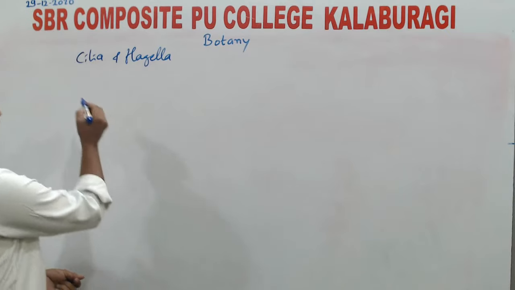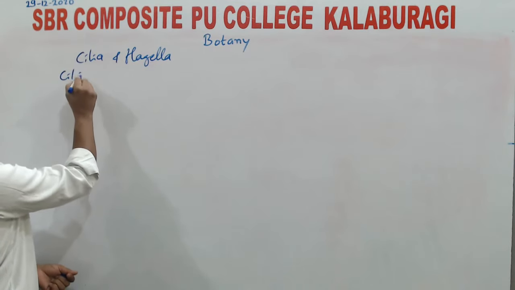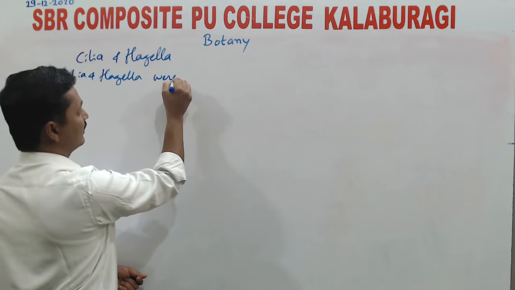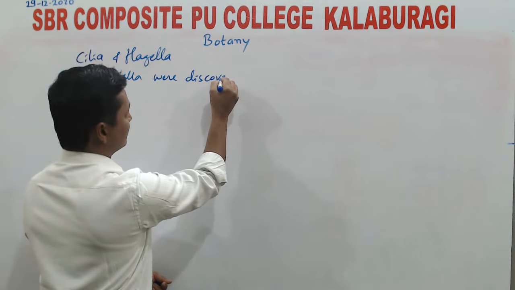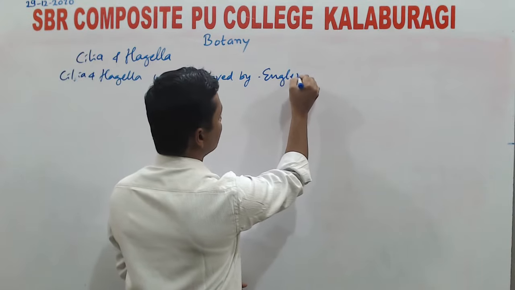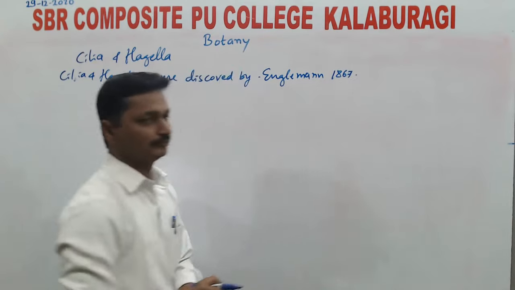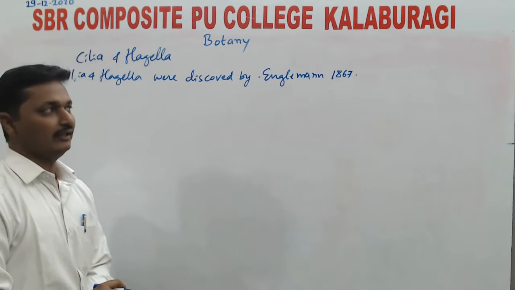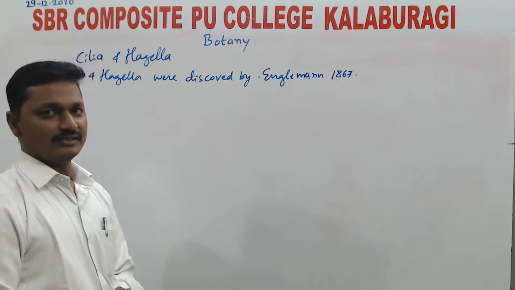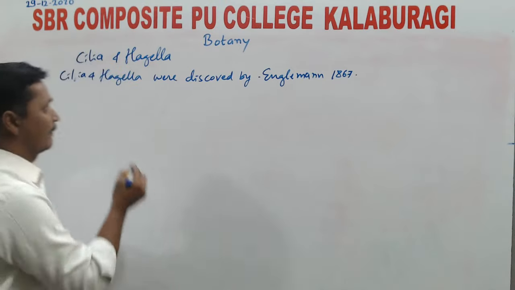Cilia and flagella were discovered by Engelmann in the year 1867. First observed and discovered by a scientist called Engelmann. Then, where can we find these cilia and flagella? In which organisms do we find them?